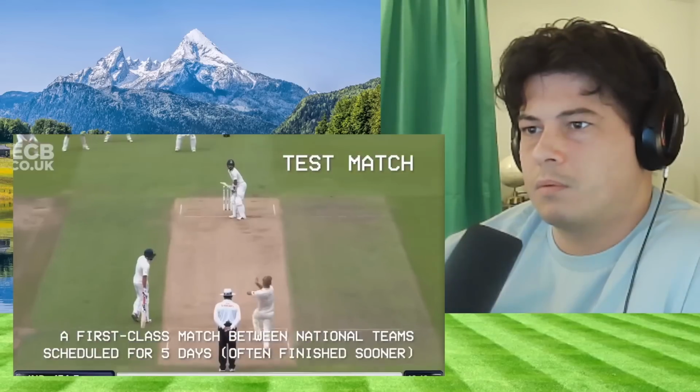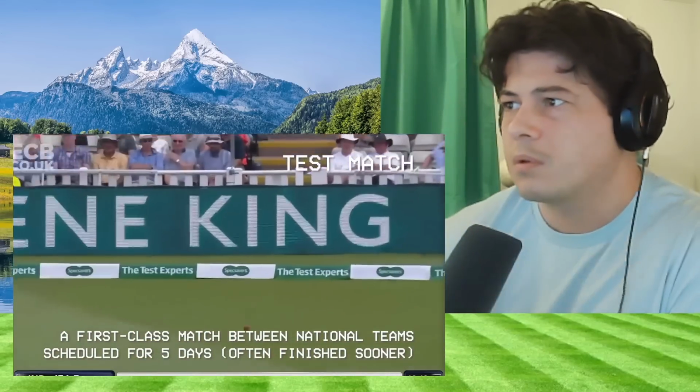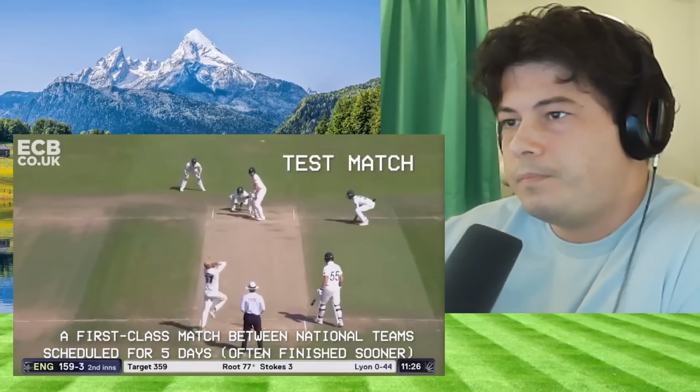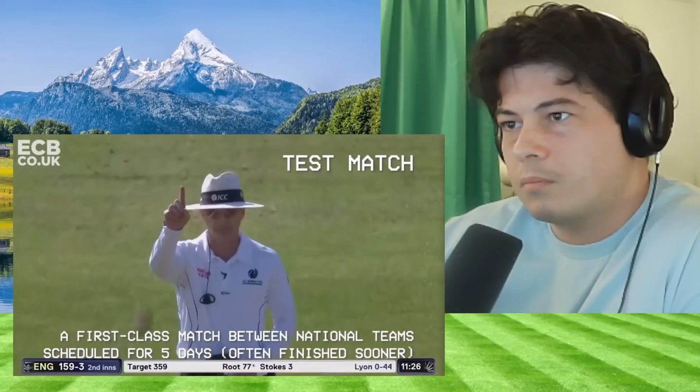Unless the team that goes second scores more runs than the team that went first, in which case they don't have to actually finish their entire innings. They just win the game. That was very simplified. The rules governing test matches could be their own 15-minute video.